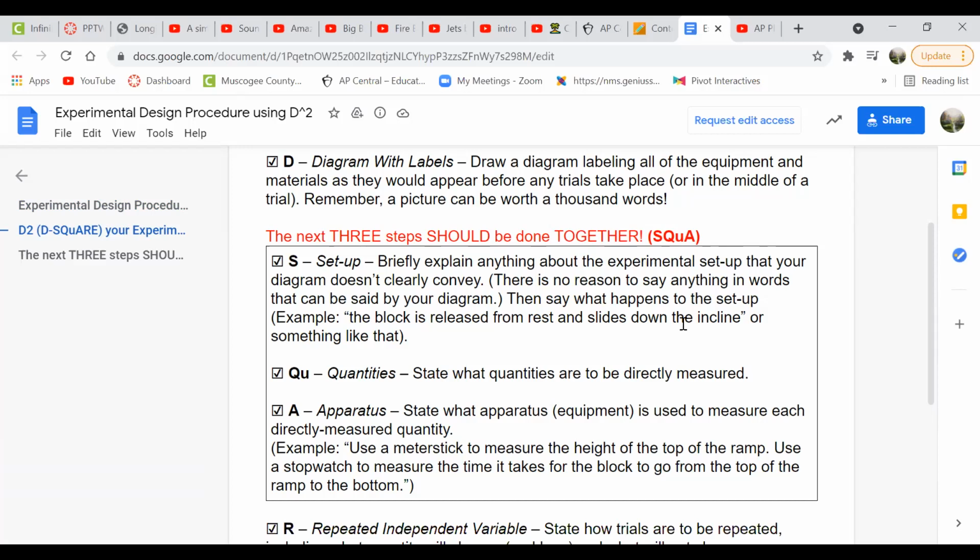All right. Now, the AP test started structuring it that way because students were not doing well. They weren't remembering to mention quantities. They weren't remembering to mention the apparatus that they were using.